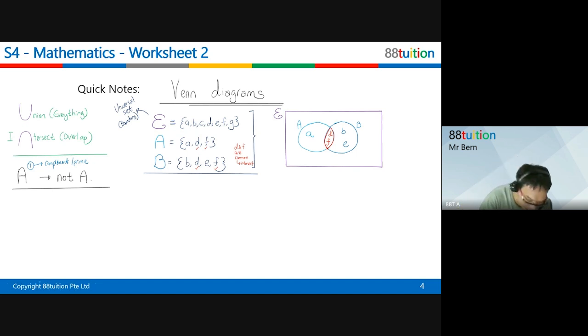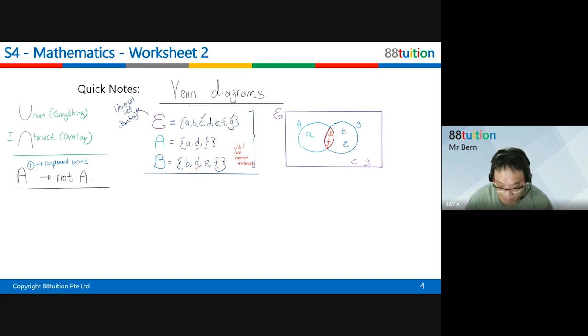Children, the boundary is talking about everything. So we have A, B, C, D, E, F, G. You must check. We have A, B. Oh, C is missing. We have D, E, F. G is missing. So C and G are missing. They must be inside the rectangular box, but not inside A or B. So your C can go down here, and your G can go down here. Ta-da! Do a check: A, B, C, D, E, F, G. Everything is inside already. Good job. You see? That is how you draw your Venn diagram.